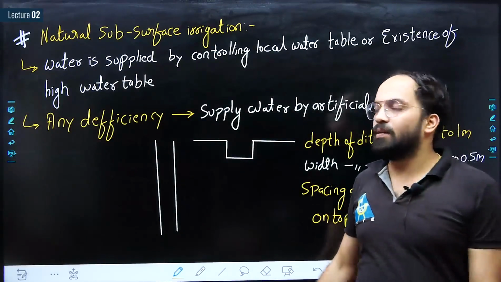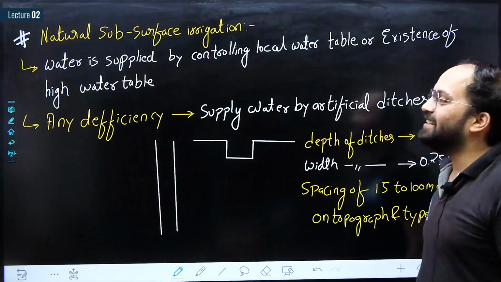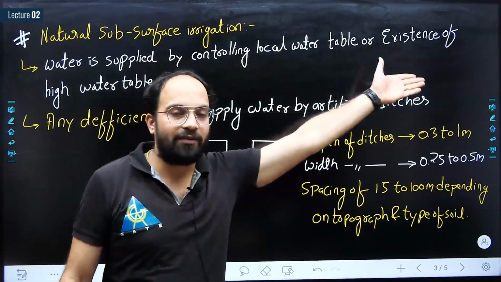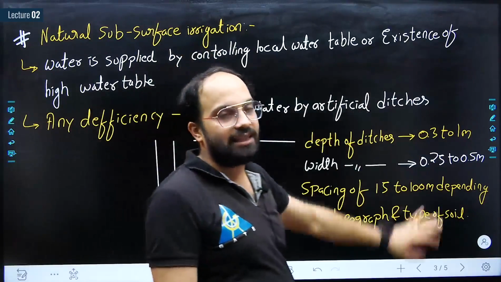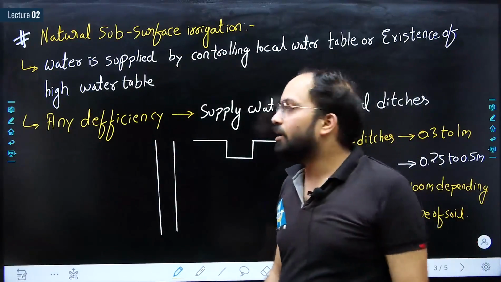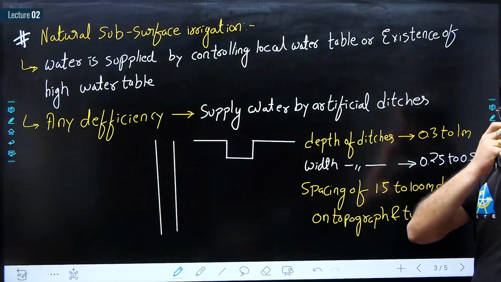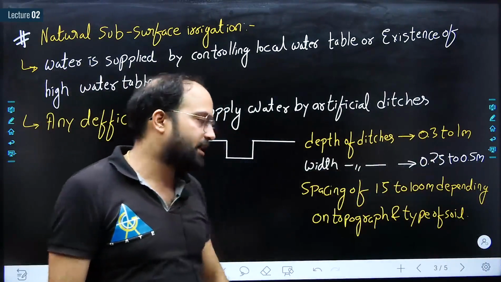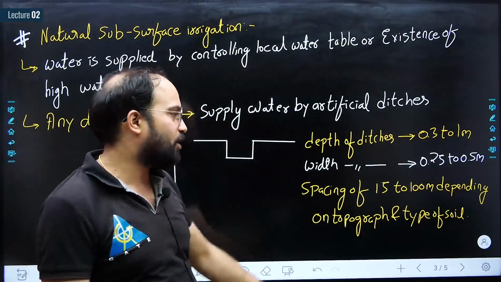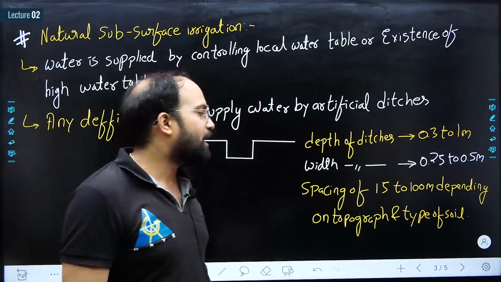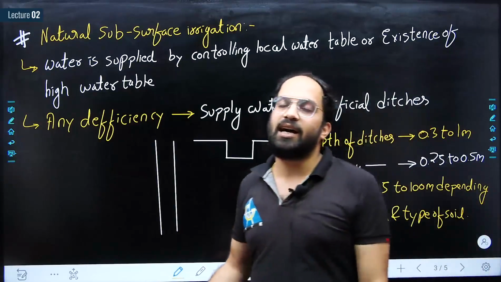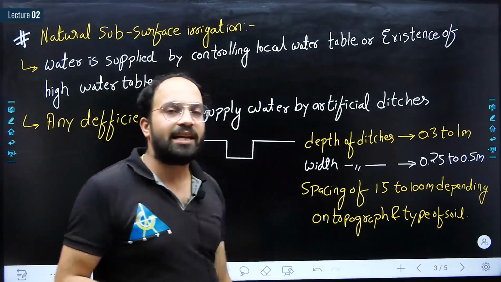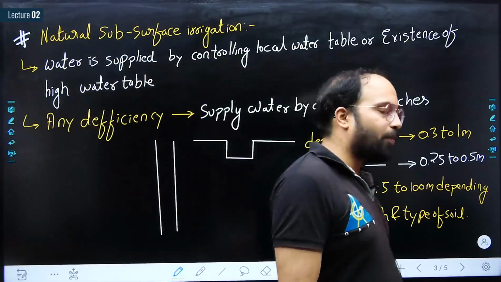So we'll take a quick revision. What happens in natural subsurface irrigation? In this, if the local water table is controlled, or if a higher water table exists, we can easily use natural subsurface irrigation. But if any deficiency takes place, we'll supply water by constructing artificial ditches. These ditches will have a depth of 0.3 to 1 meter, a width of 0.25 to 0.5 meter, or you can write 25 centimeter to 50 centimeter, and a spacing of 15 to 100 meter depending upon the topography and the type of soil. If soil is more permeable, then we will increase the spacing. If soil is less permeable, we will decrease the spacing.